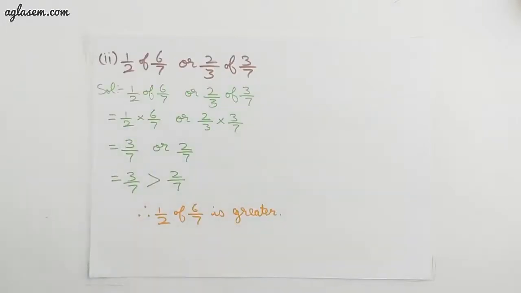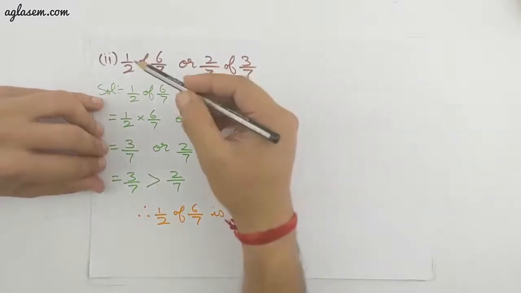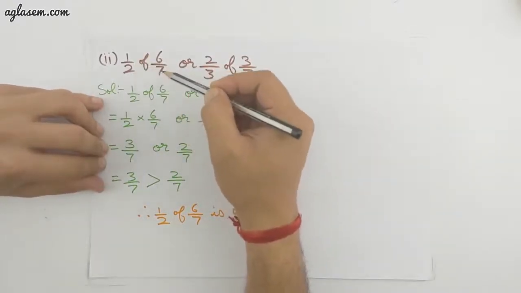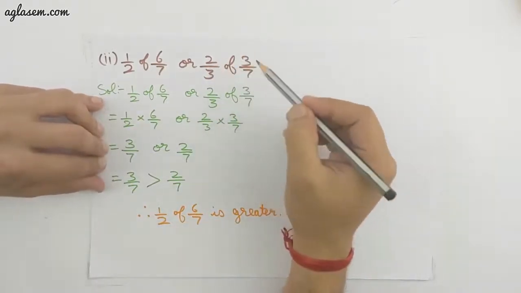Moving to the second part of this question, in this also we have to find which side is greater. Well, the left side is 1 by 2 of 6 by 7, and the right side is 2 by 3 of 3 by 7.